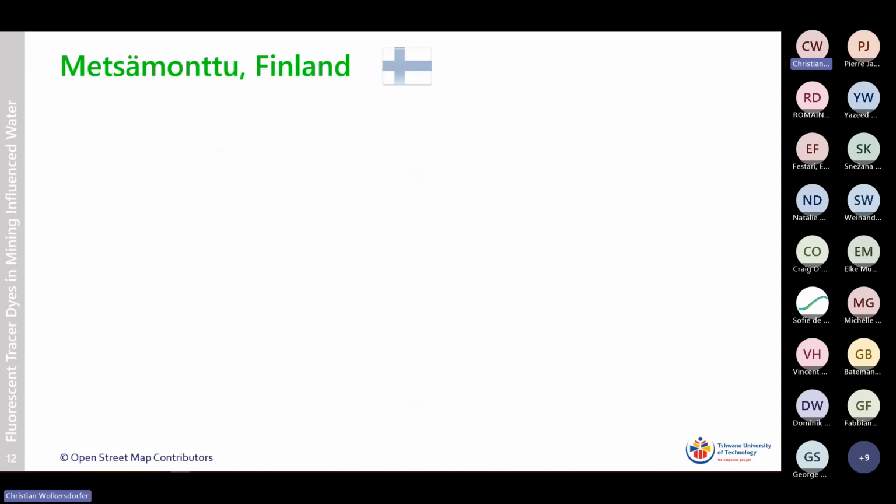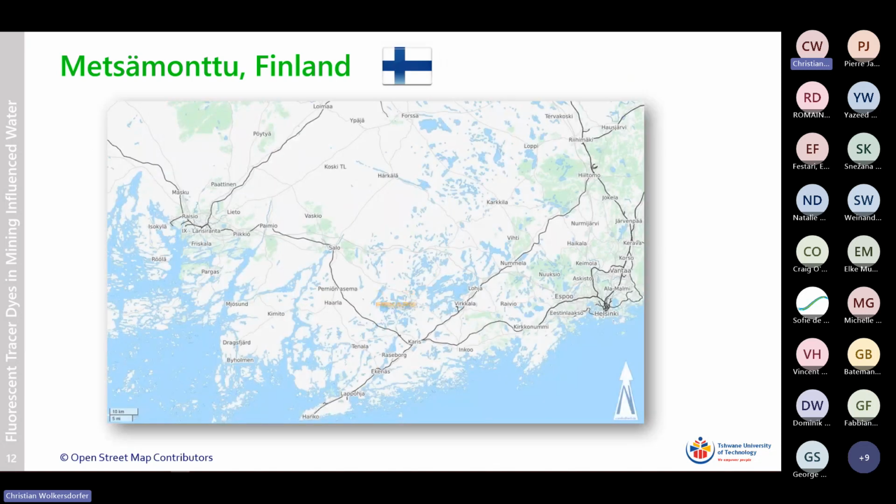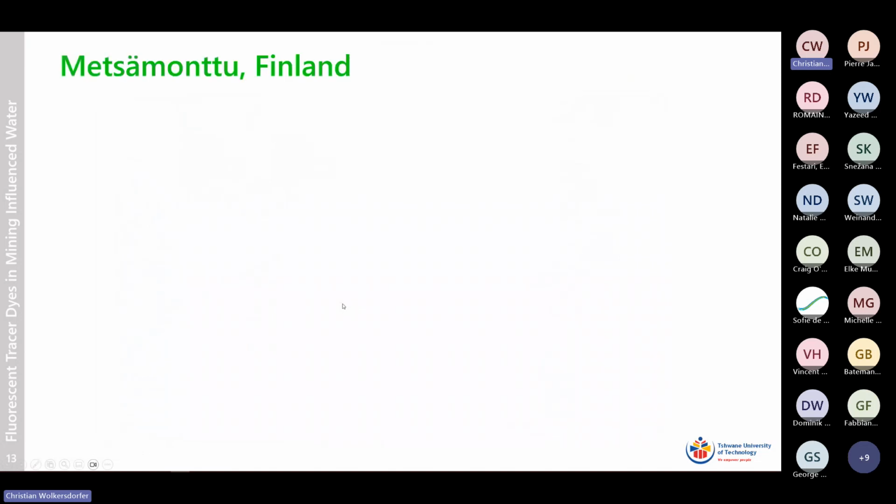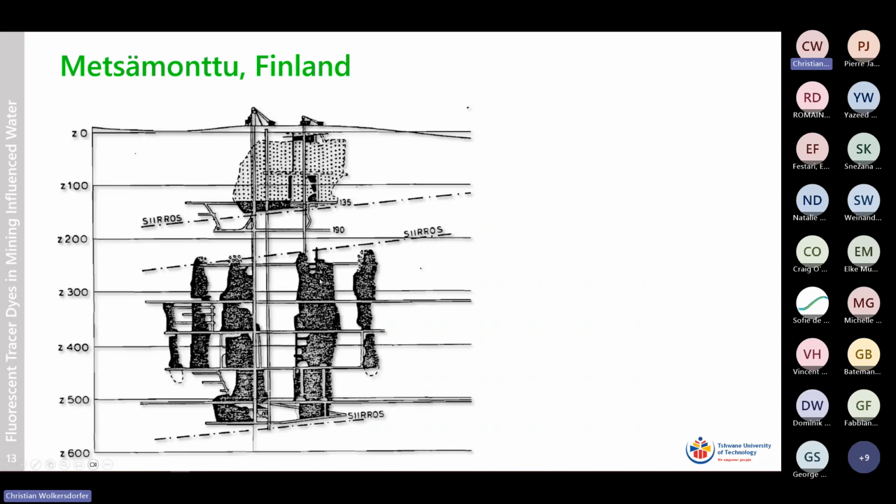Let's come to Finland. That's a tracer test that lasted 3.5 years. So here you see the capital of Finland, Helsinki, the former capital of Turku, and Metsämontu is an abandoned mine site between Helsinki and Turku. And those of you who know the company Fiskars with the knives and the scissors, that's just around the corner so that you know roughly where it is. Now, sorry for a second. Let's have a look at the mine layout first.